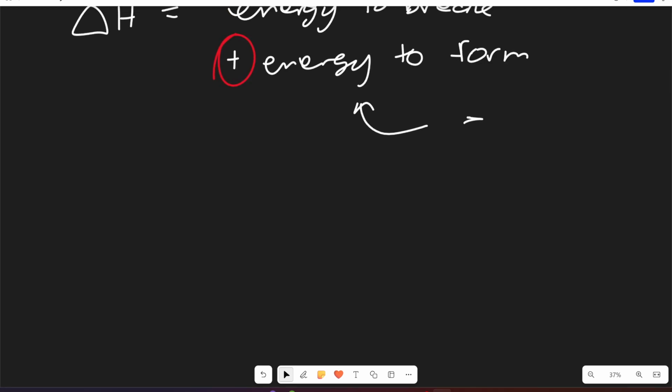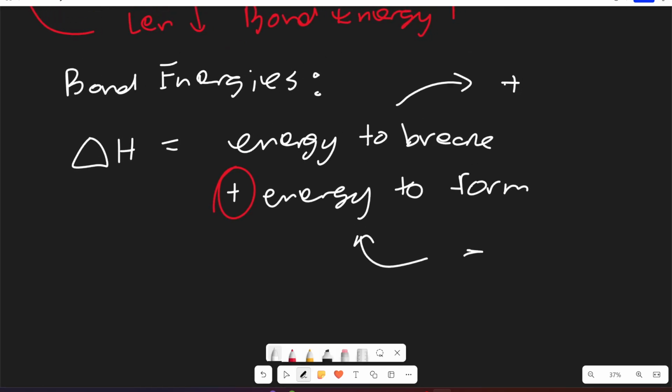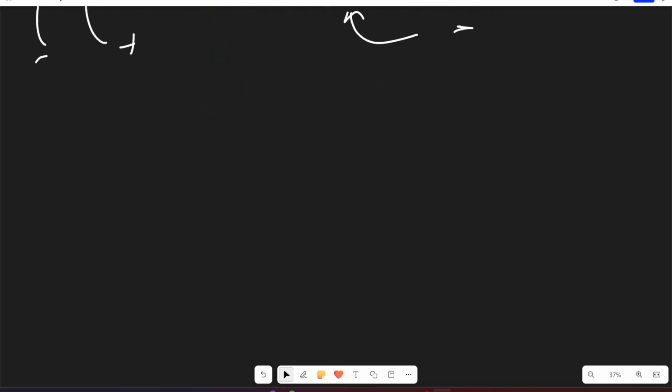And going back to this, delta H will be positive if more energy is needed to break the bonds of the reactants in the reaction than there is energy released from the products forming. And then delta H overall will be negative if the energy that is released from forming the products is more than the energy that it took to break the reactants' bonds.